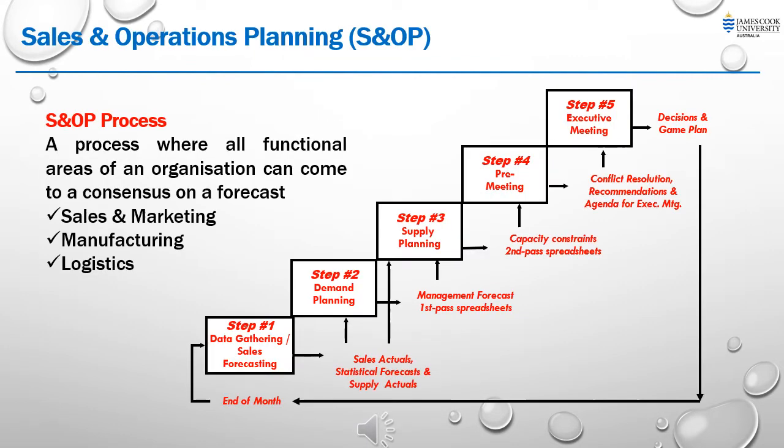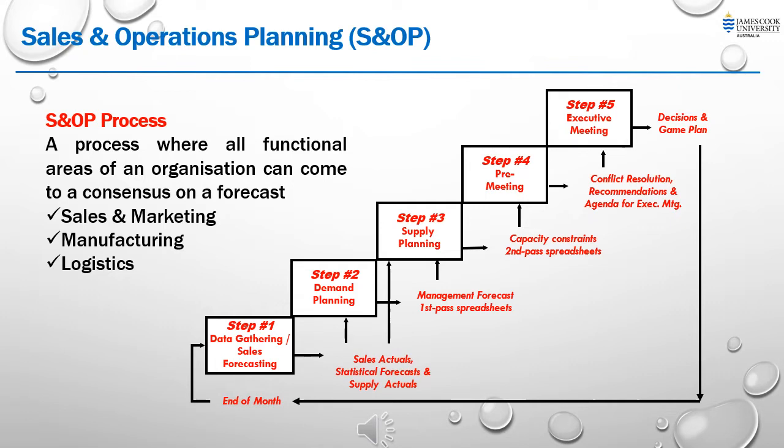This S&OP process basically has five steps. In the first step, we gather all the data, sales forecast, and everything. After we have all of that in step one, we move to step two, where we look into demand planning. When we know our demand and everything is sorted, we move to step three, which is supply planning. So we know the demand and we need to manage the supply.